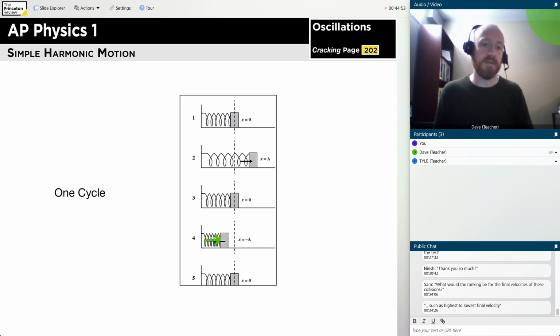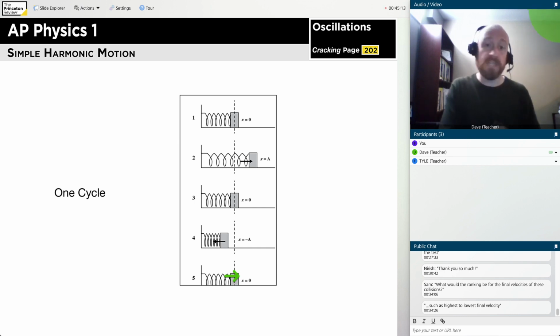So eventually the mass stops at an amplitude now on the other side of the rest position, and then the spring pushes it back towards the rest position. But again, it's going to speed up, right? The mass will speed up that whole time. So it gets here and it's going to cruise through there, and the whole process repeats. And hence we get harmonic or repeating motion.